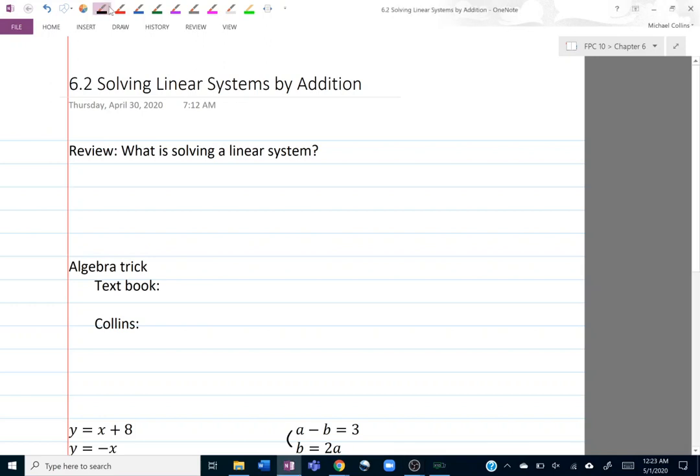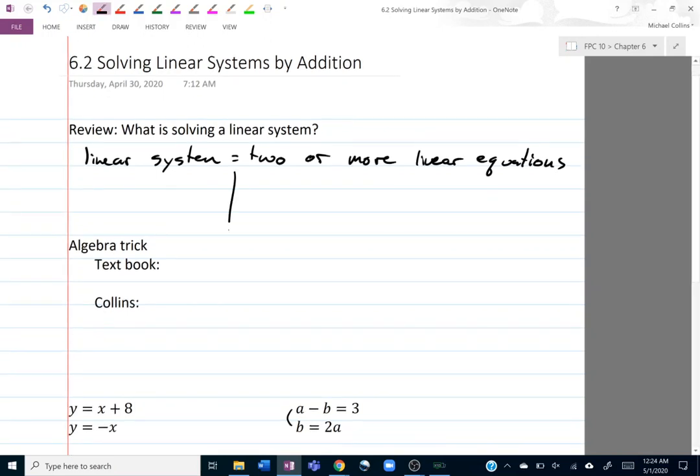Just a little bit of review from 6.1. What is solving a linear system? A reminder, a linear system is just two or more linear equations. Two or more, we only deal with two, linear equations. And the solution is the single point that will satisfy both of those equations.